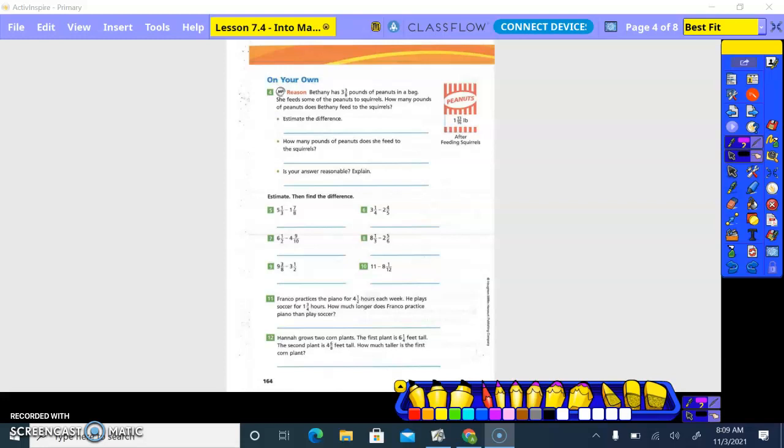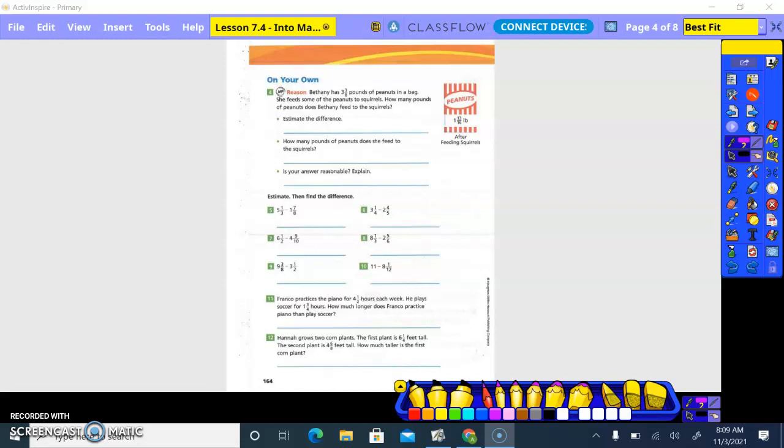Fifth grade math lesson 7.4, rename mixed numbers to subtract, part 2. So page 164 is where we're starting, right here on your own. Number 4, reason. Bethany has 3 3/8 pounds of peanuts in a bag. She feeds some of the peanuts to squirrels. How many pounds of peanuts does Bethany feed to the squirrels?